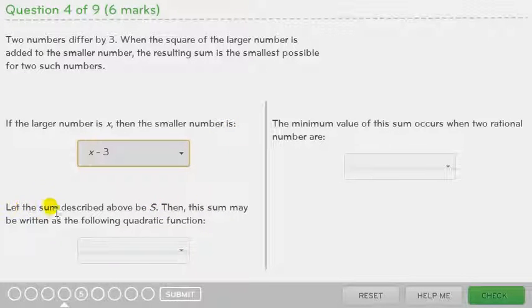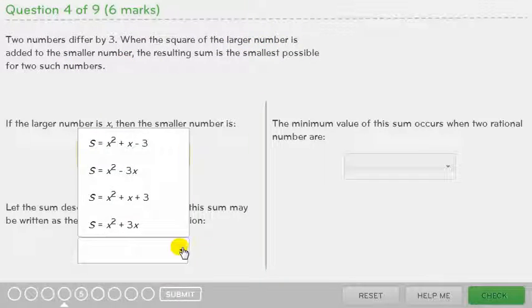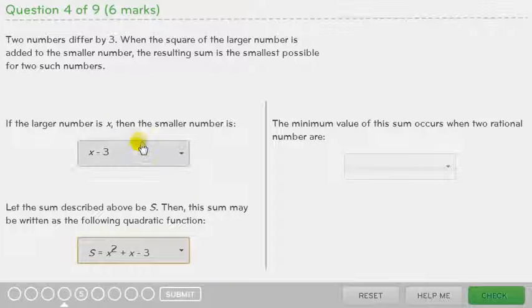Next, it says, let the sum described above be s. Then the sum may be written as the following quadratic function. Well, we know that one of the numbers is x. We know that the other number is x minus 3. It says when the square of the larger number is added to the smaller number. So that means we need to take the larger number, which is x, and then we're going to square it. So we'll have x squared, and then we're going to add that to the smaller number. So we will have s is equal to x squared, which is the square of our larger number, plus our second number, our smaller number, which is x minus 3.